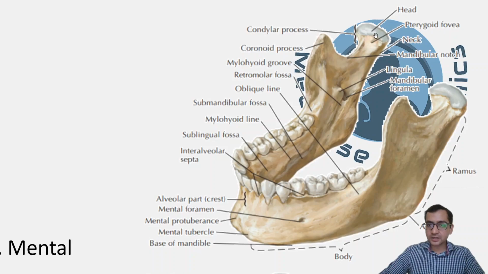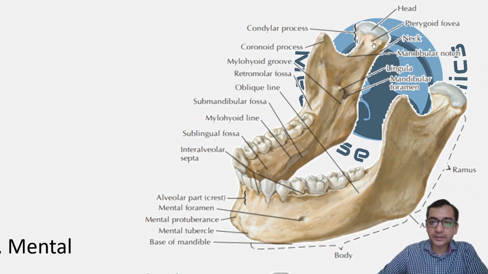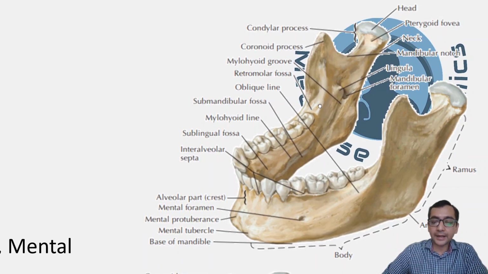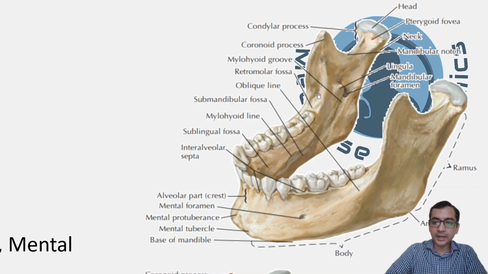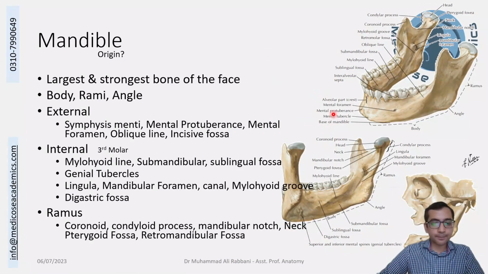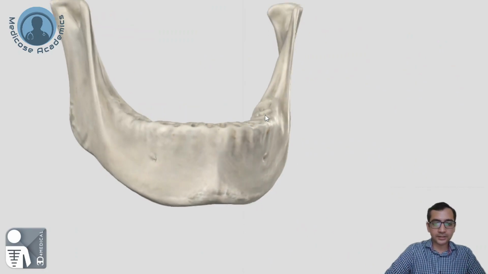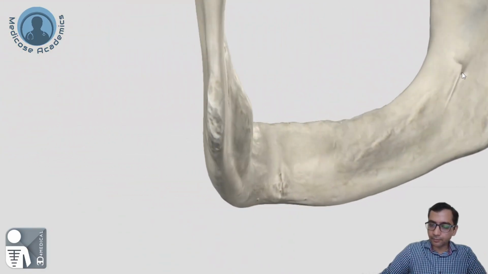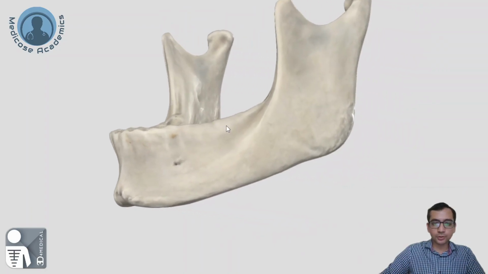There is a fossa just in front of the head, in front of the neck of the mandible, called the pterygoid fovea, pterygoid fossa. And there is a fossa just in front of the ramus or behind the wisdom tooth, the third molar. This is called the retromolar fossa. These are two fossae. And one last thing that we did not discuss was the mandibular canal. So the mandibular canal is basically the canal connecting which two structures? It connects the mandibular foramen to the mental foramen outside.